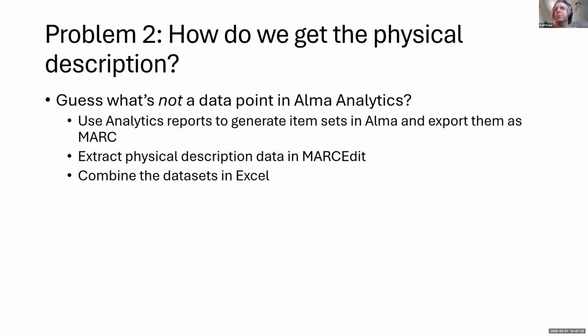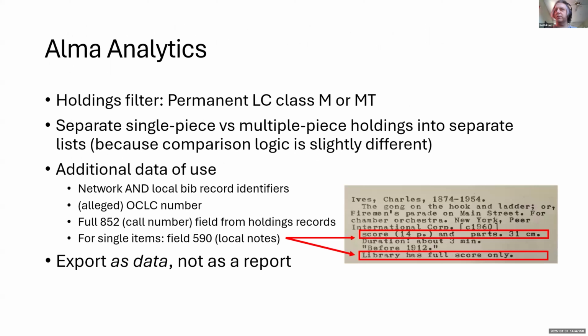So in Alma Analytics, I started off by saying I'm only concerned with music materials. The other sections can worry about this on their own if they want to, which means limiting it to things with a permanent LC class of M or MT. And I chose to create separate lists for single piece versus multiple piece holdings, just because the comparison logic is slightly different. So it's nice to have those totally isolated from each other.